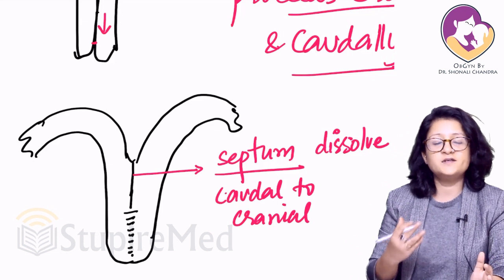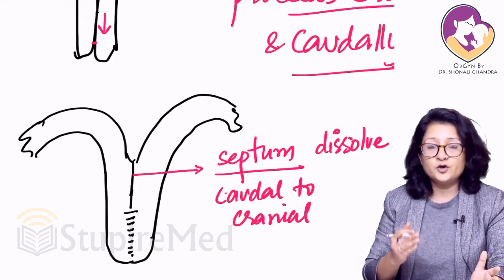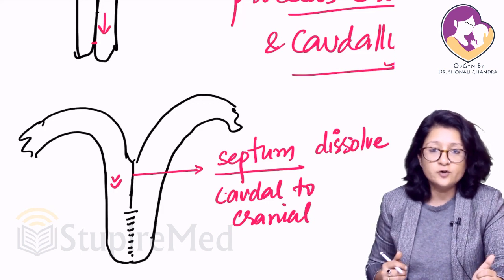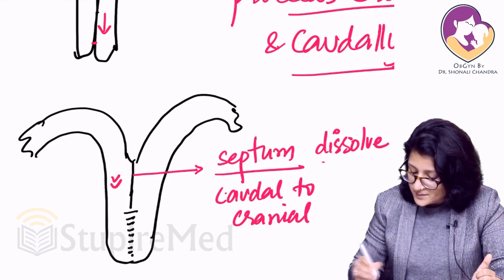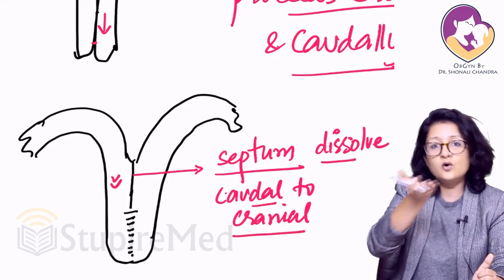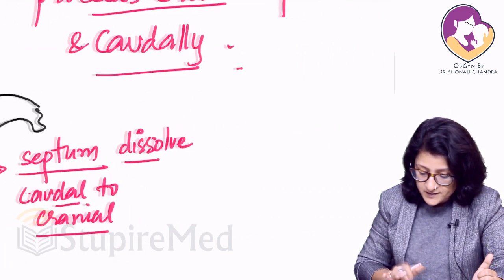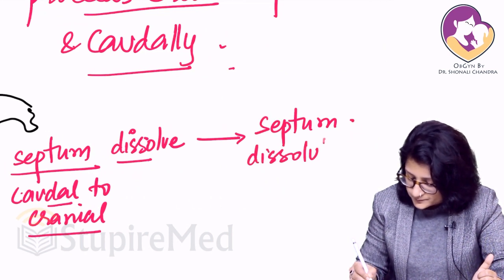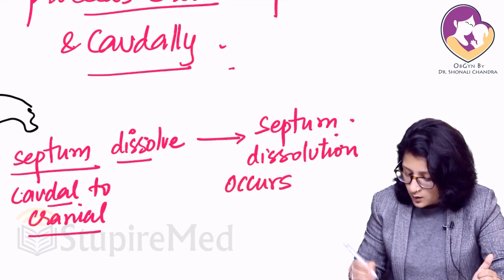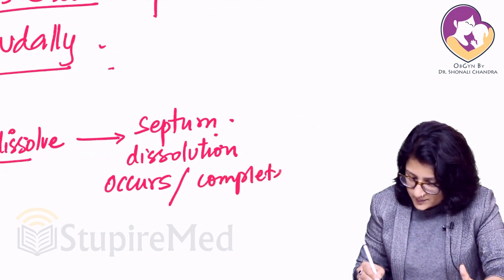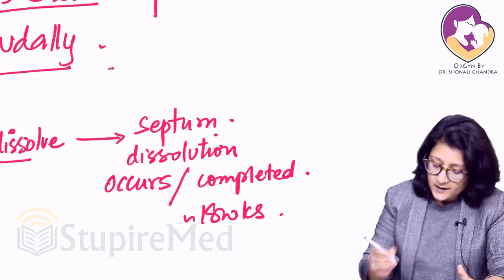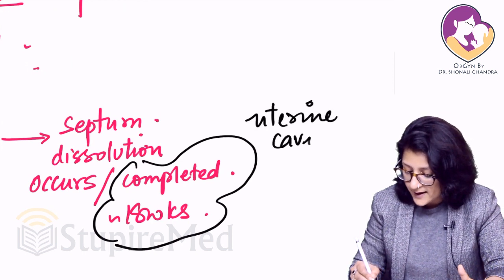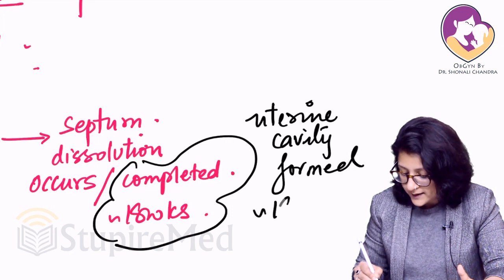So whenever this dissolution of the septum is defective, where is the septum most commonly going to persist? In the upper part of the uterine cavity. Another way you can remember is that the septum dissolves caudal to cranial, from below upwards. This dissolution of the septum is completed around 18 weeks. Another way this question is asked is, when is the uterine cavity formed? The uterine cavity is formed at around 18 weeks.